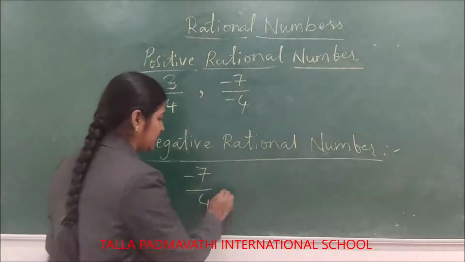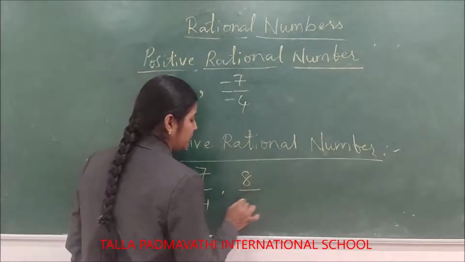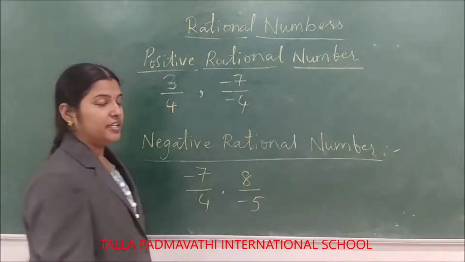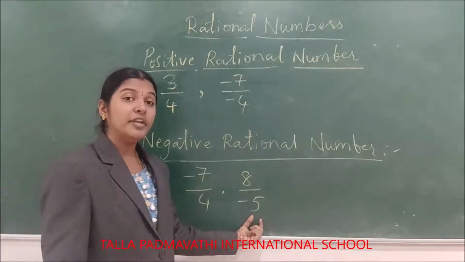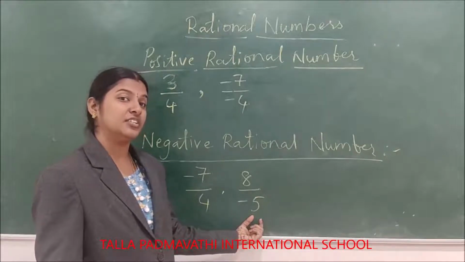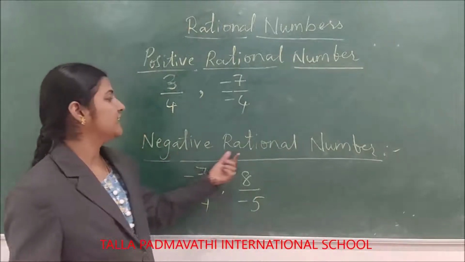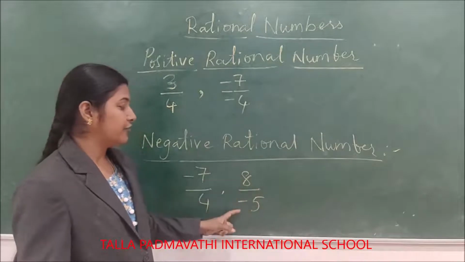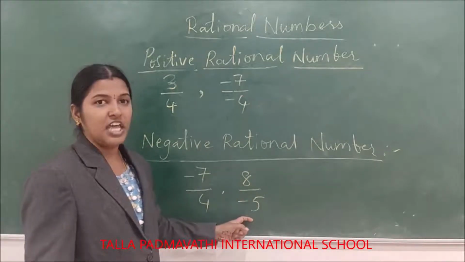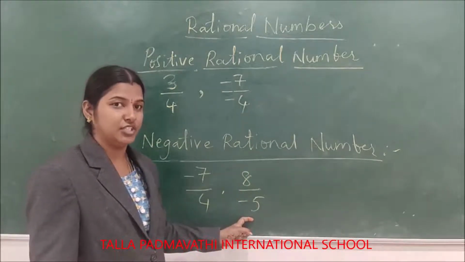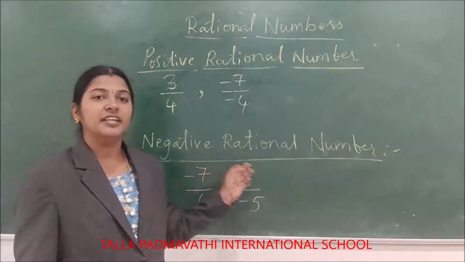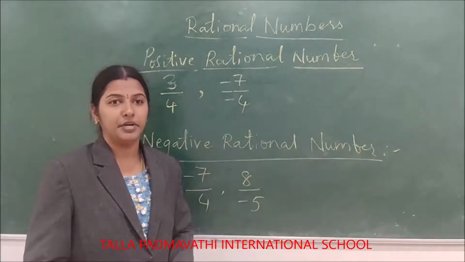Suppose here I am going to take 8 by -5. So children, here if you see, the denominator is a negative integer, then you can say that it is a negative rational number. Any one of them, either this or this, any one should be a negative integer, then we can say that they are negative rational numbers.